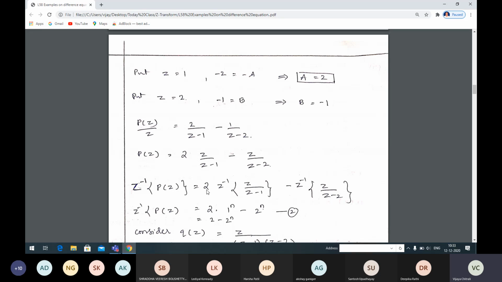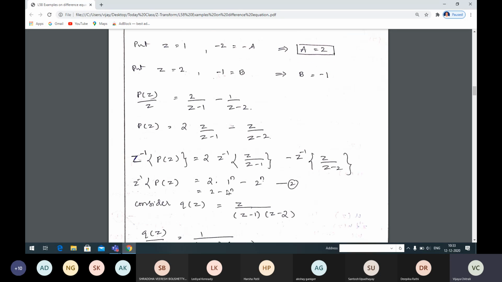1 raised to n, as it is, minus here in place of a we have 2 raised to n. Multiply 1 n times, you will get this as 1. So z inverse of p of z is equal to 2 into 1, which is 2, minus 2 raised to n. So this is z inverse of p of z. Similarly, you find z inverse of q of z and z inverse of r of z.